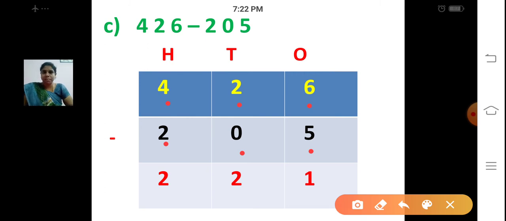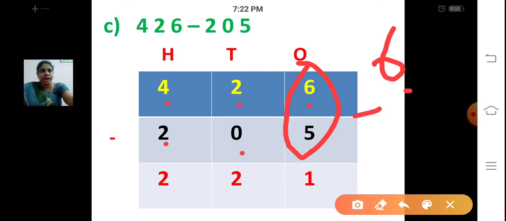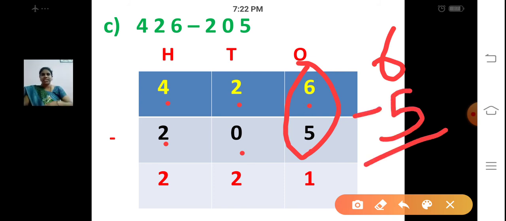So we have written the numbers in the exact places, right? Now let's start to subtract. Where will you start? From the ones place. 6 minus 5. 6 ones minus 5 ones. Tell me the answer now.